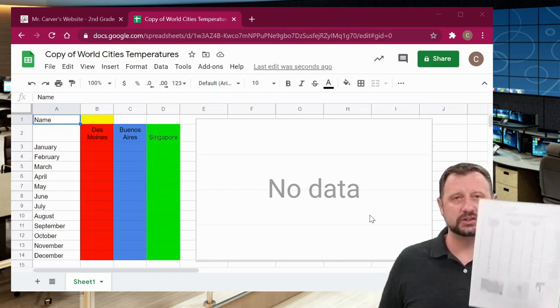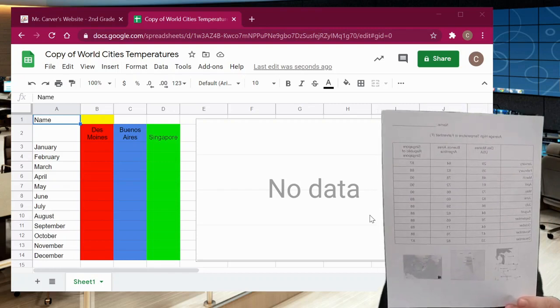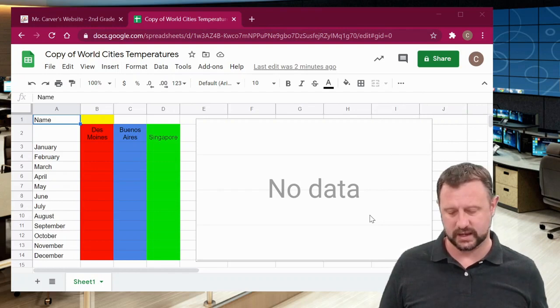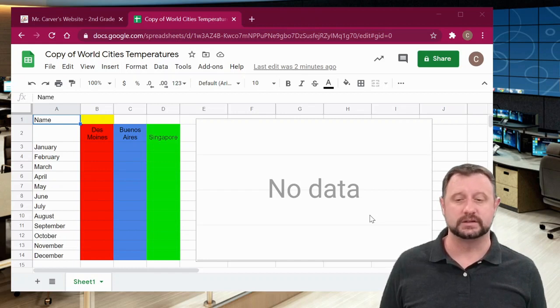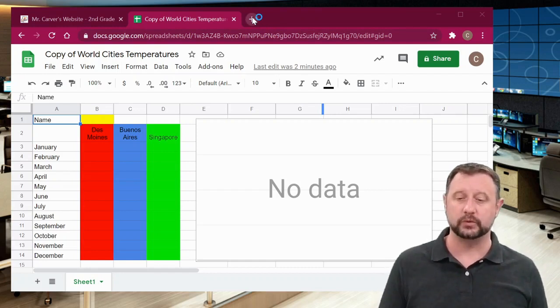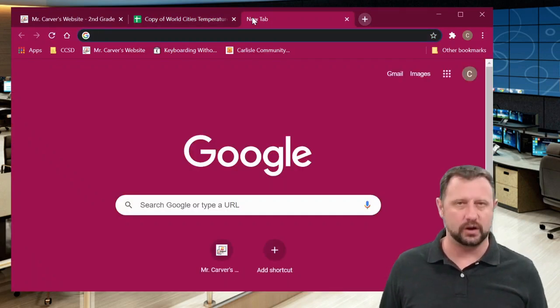I want you to get out this sheet of paper. It looks like this. There are three cities on it. See that? These three cities are Des Moines, Buenos Aires, and Singapore. What I want us to do today is go and visit these cities real fast, and then we're going to write down and graph their temperatures. Now, I've already done the work for you. I wrote those temperatures on that sheet, so you can see what the temperatures are in January for all three cities. But I just want to show you real quick where those cities are at.